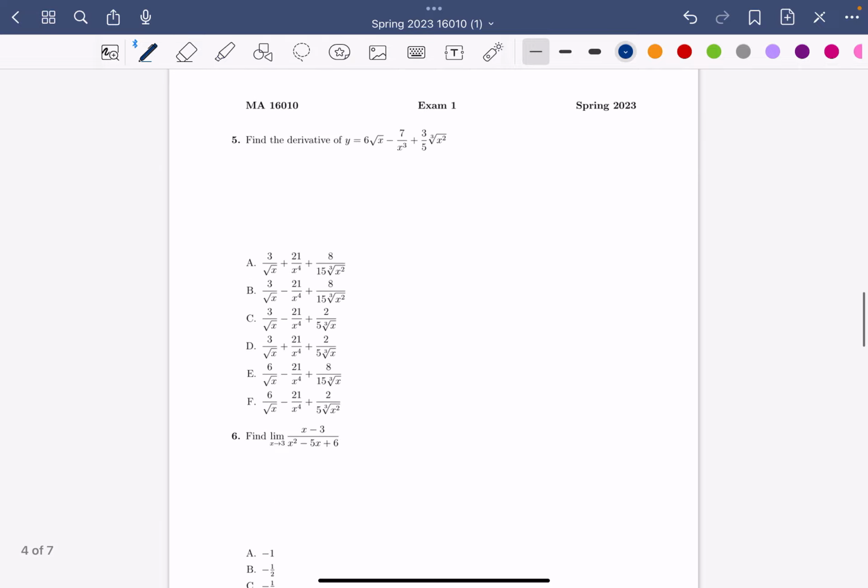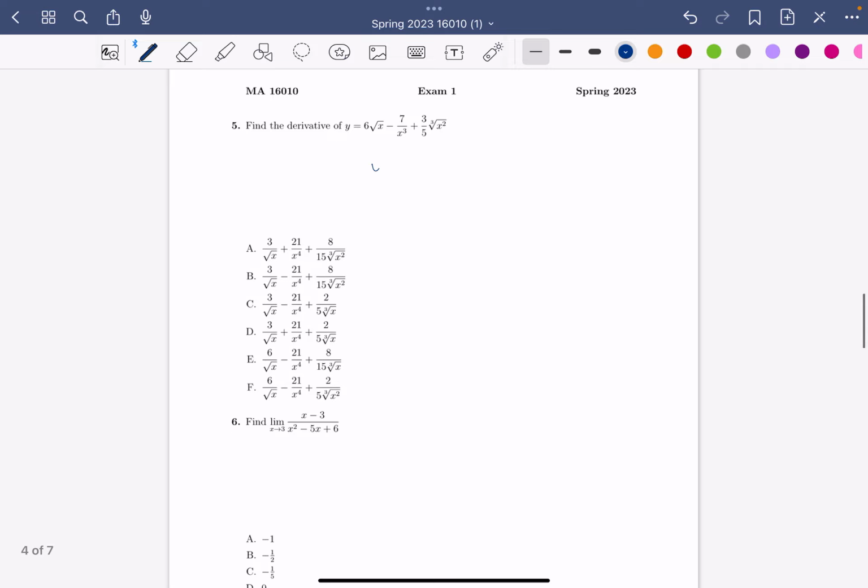Okay, question number 5. This is a derivative question. Find the derivative of y = 6√x - 7/x³ + 3/(5∛(x²)). Now, to make this a little bit easier to see, I'm going to write all of the roots and the x cubed with exponents. So we say 6 times x to the 1/2, minus 7x to the negative 3, plus 3/5 x to the 2/3.